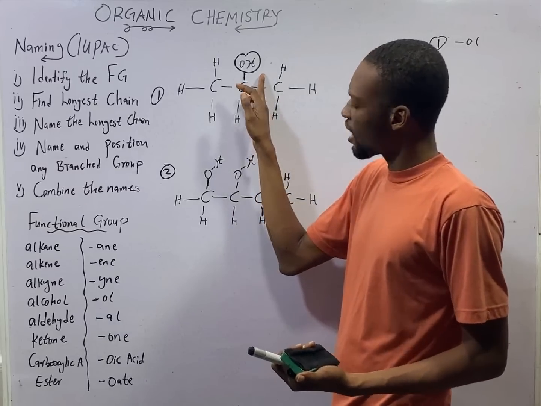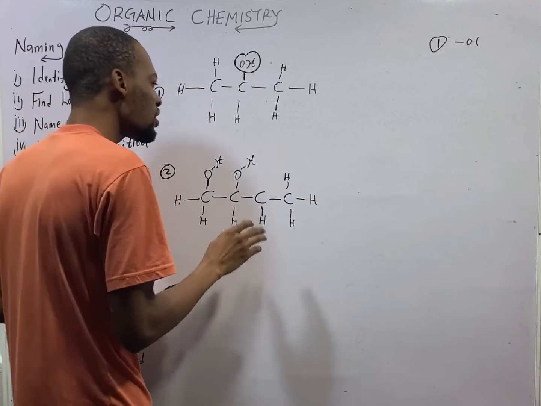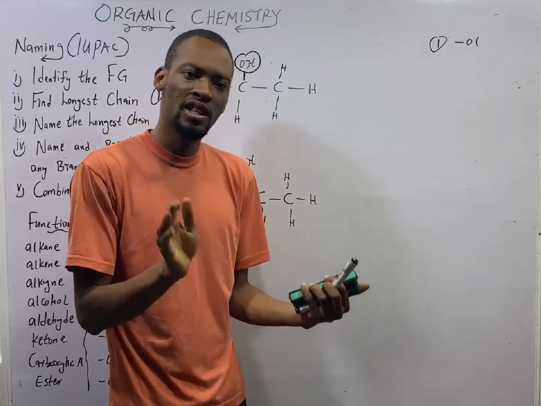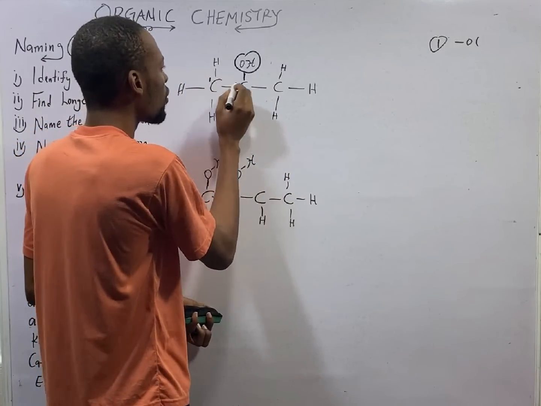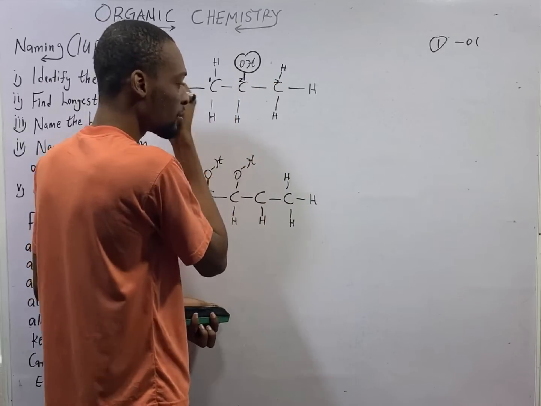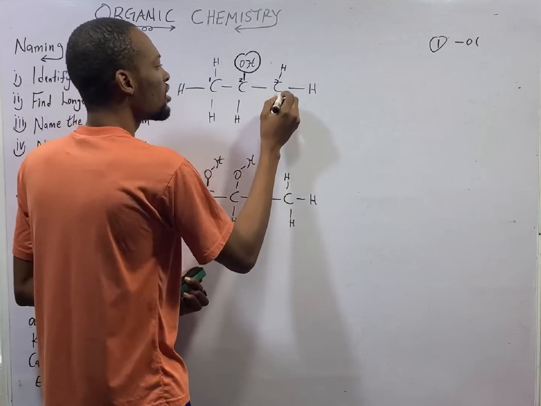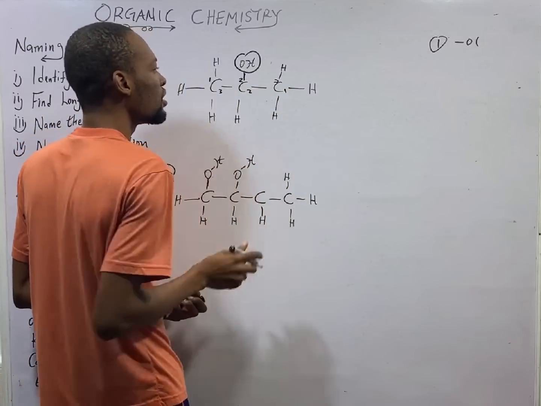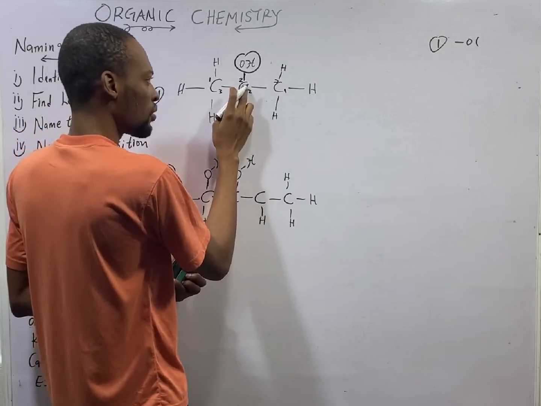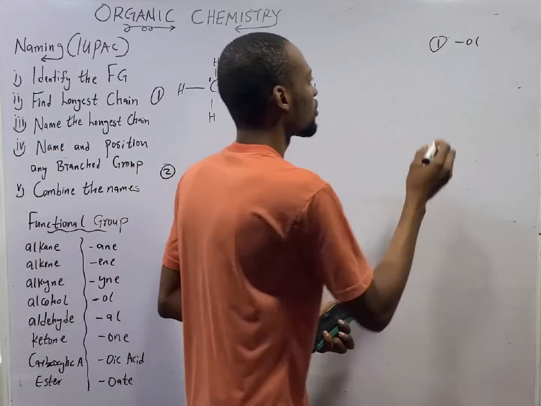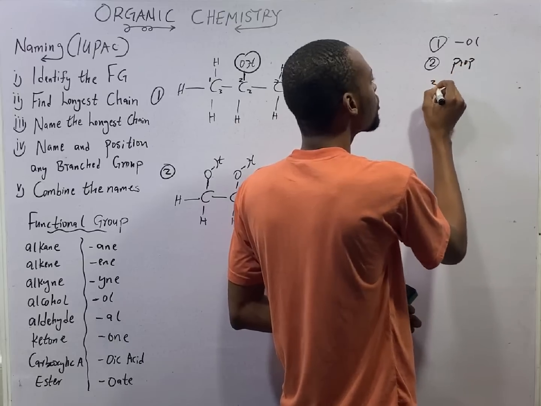Since we have OH as the functional group, we should look for the carbon numbering that must give the functional group the smallest number. If we start counting from here, this is carbon 1, carbon 2, and this is carbon 3. The longest chain is 3. If we start counting from here, this is carbon 1, carbon 2, and carbon 3. The longest chain is 3, and in either way, the functional group is on carbon 2. But before then, the longest chain is 3. That is prop. So the root is prop.